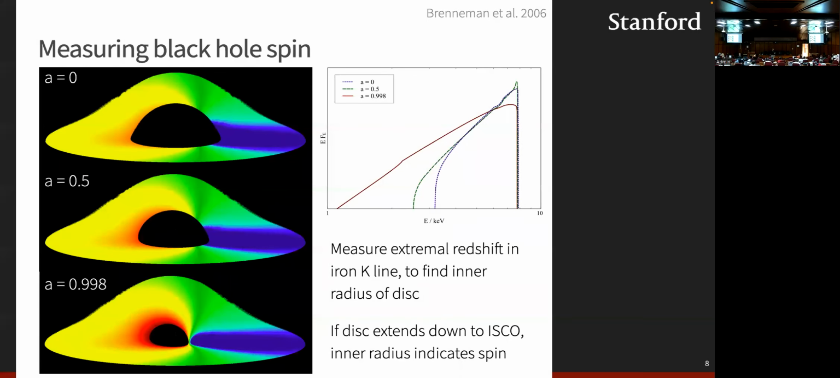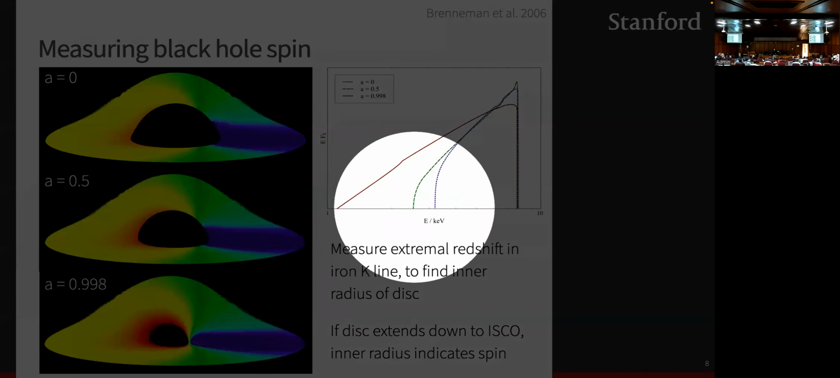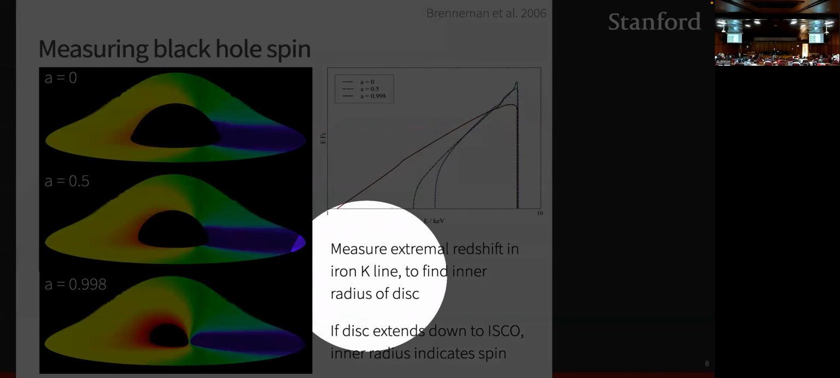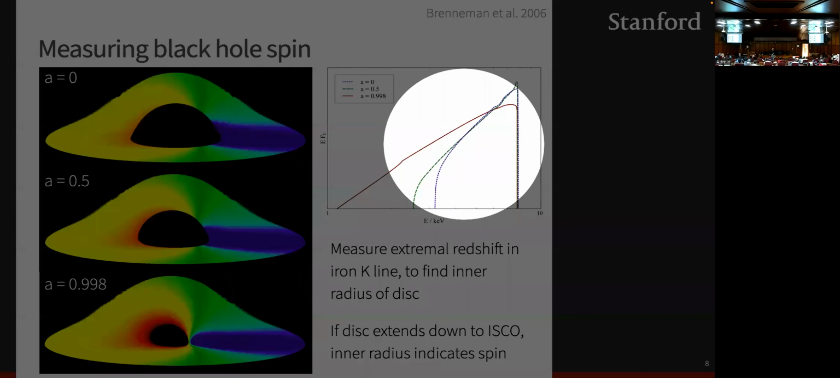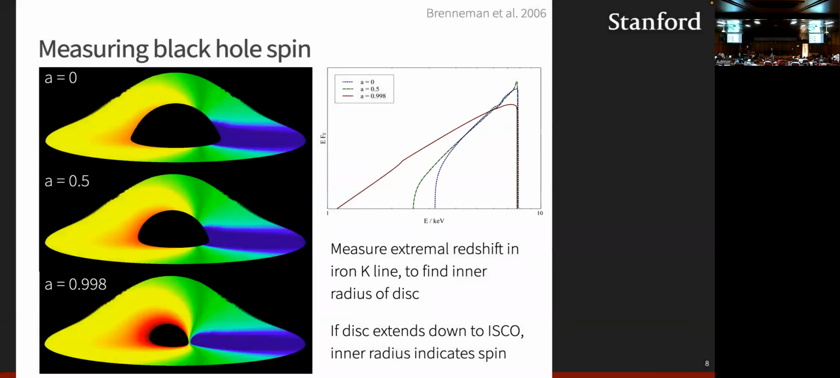And the way that will manifest itself in our spectrum is we'll get a broader and broader redshifted wing on our line. So if we can fit a model to the shape of our iron K line and determine how redshifted we're able to see these iron K line photons, then we can measure the innermost radius of the disk. And if we assume that the innermost radius of the disk is at the innermost stable orbit, then we can map that radius measurement onto the spin of our black hole.